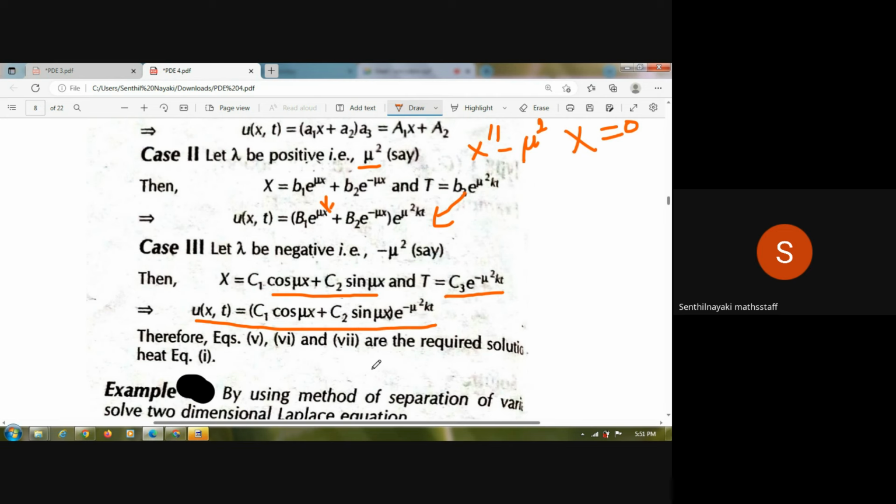Next, we are going to discuss the possible solution of the two-dimensional Laplace equation. This equation is a Laplace equation, dou square u by dou x square.